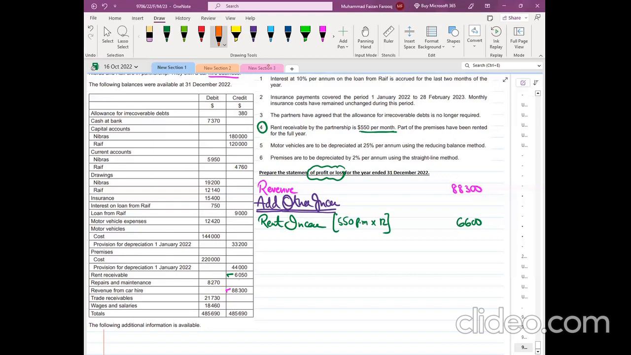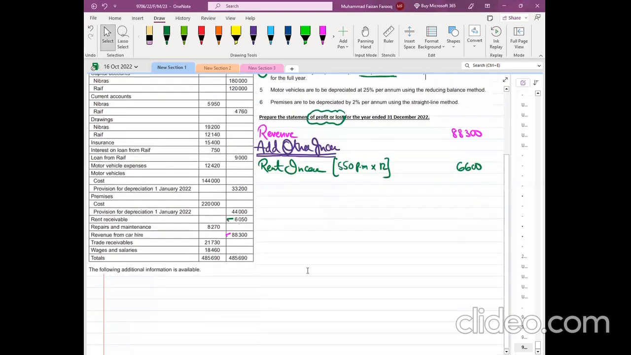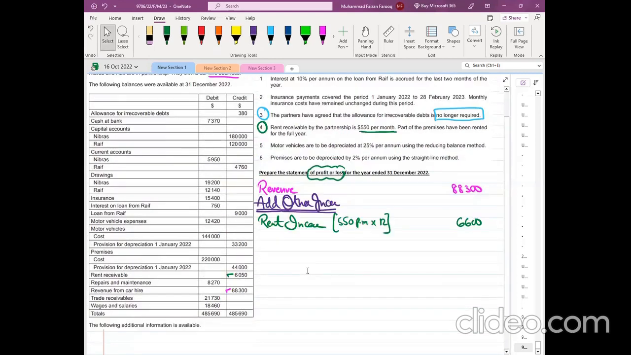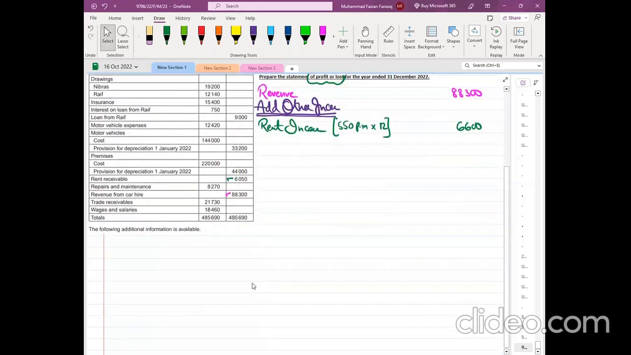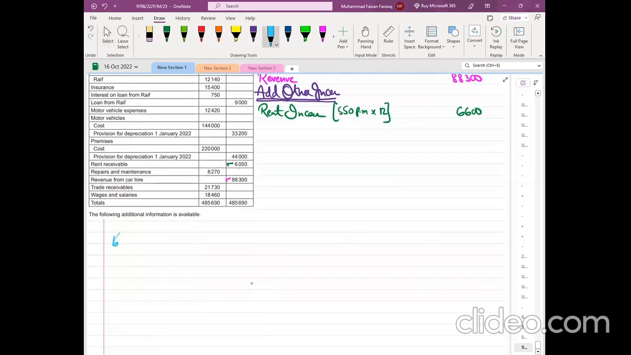So which point is for provision? Point number 3. What is written? They are saying partners agreed no longer requirement of provision. Khalas. They are doing khaliwali to the provision account. Do we have any opening provision? Allowance for bad debts, do we have it? 380. Yani bad debt provision is 380.